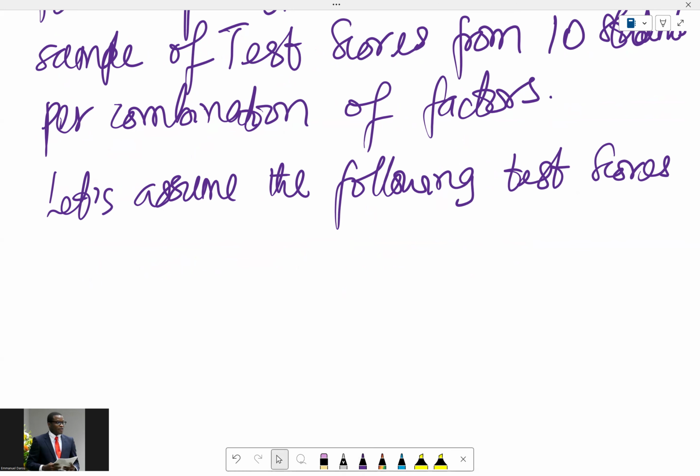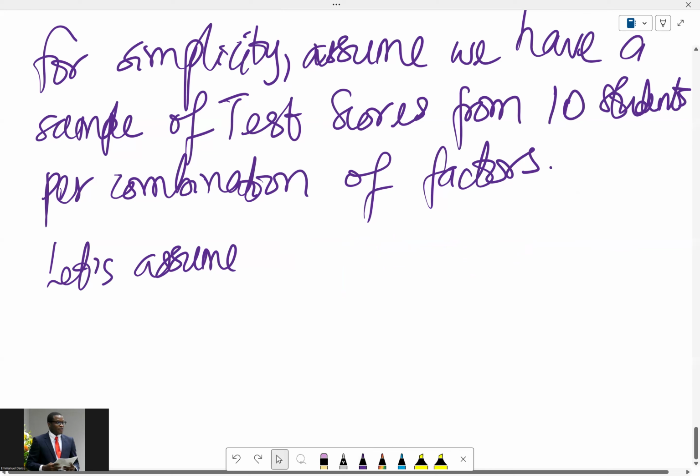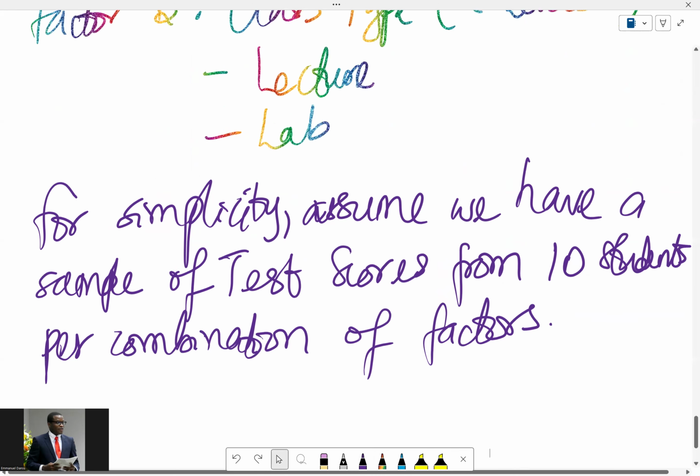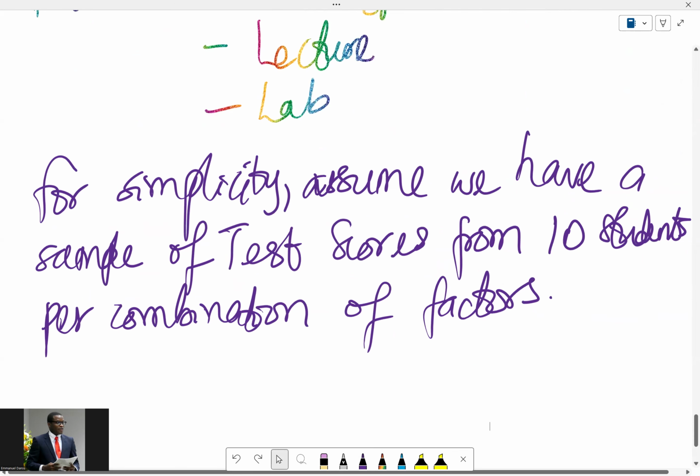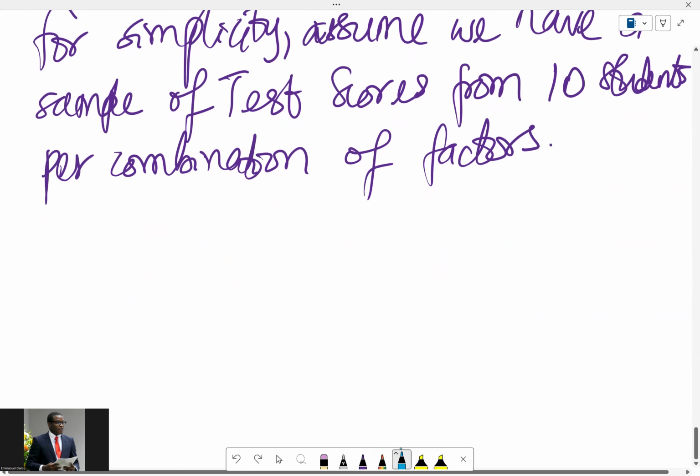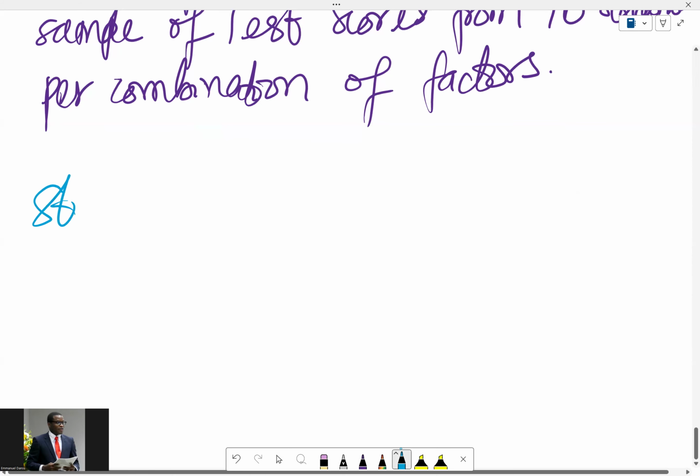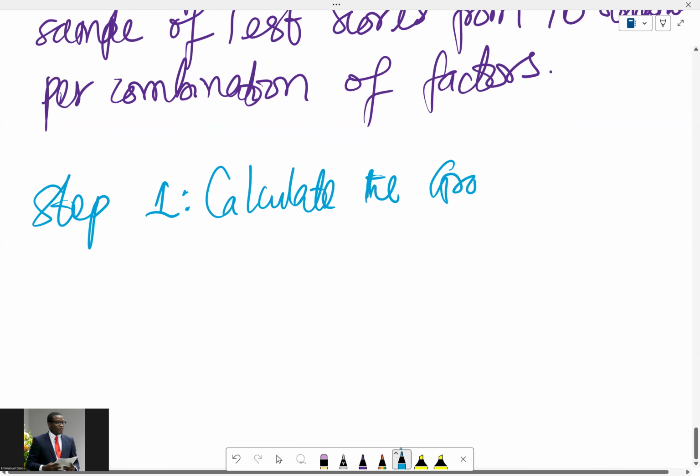I'm trying to see what to do here. Before I do this, let's go through the steps, and then I bring in the table and start working, because this is quite a task. So let's look at step one. What step one involves in two-way ANOVA is calculation of the group means. Calculate the group means. That is step one.